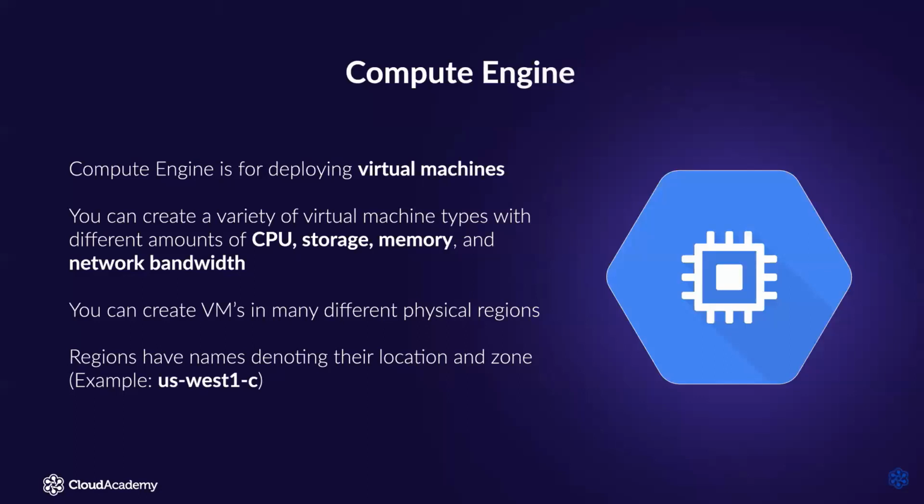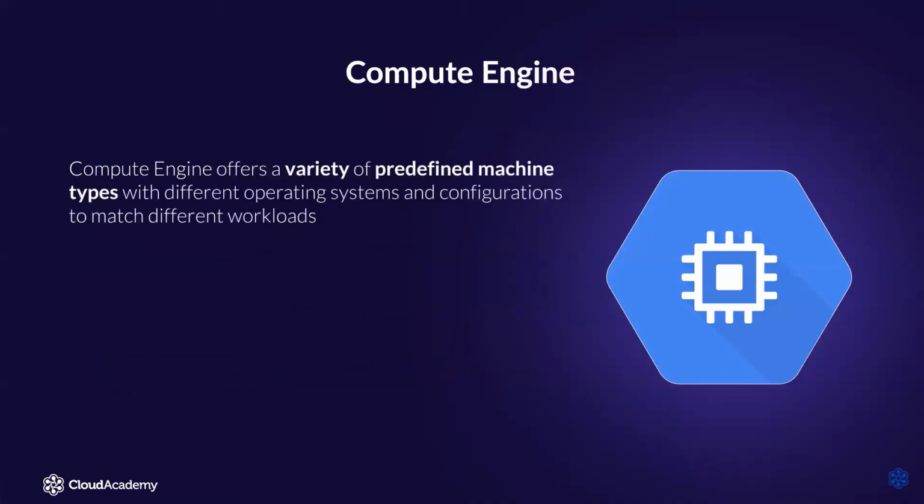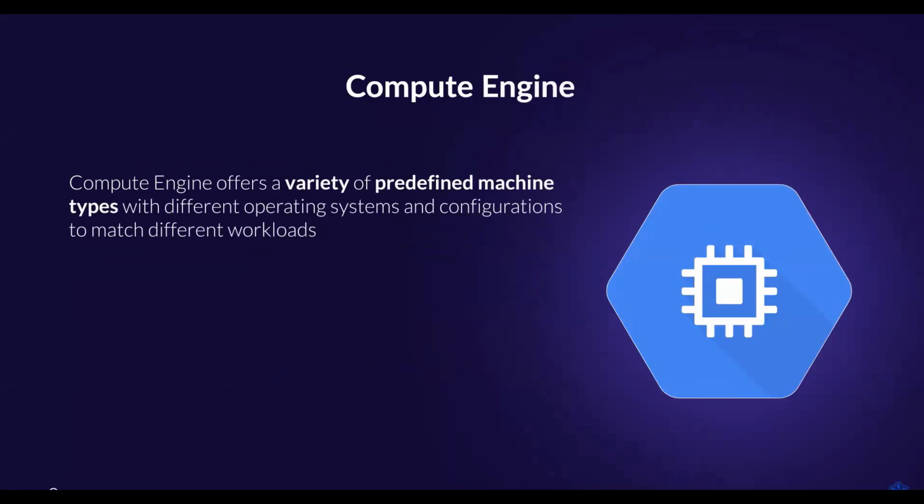Each region can have multiple zones, like A and B. So a full location name for a compute resource for a VM could be something like US West 1 C, which denotes both the region and the zone. So a region is usually a part of a country, like US West or US East. Now, Compute Engine offers a variety of predefined machine types with different operating systems and configurations to match different workloads.